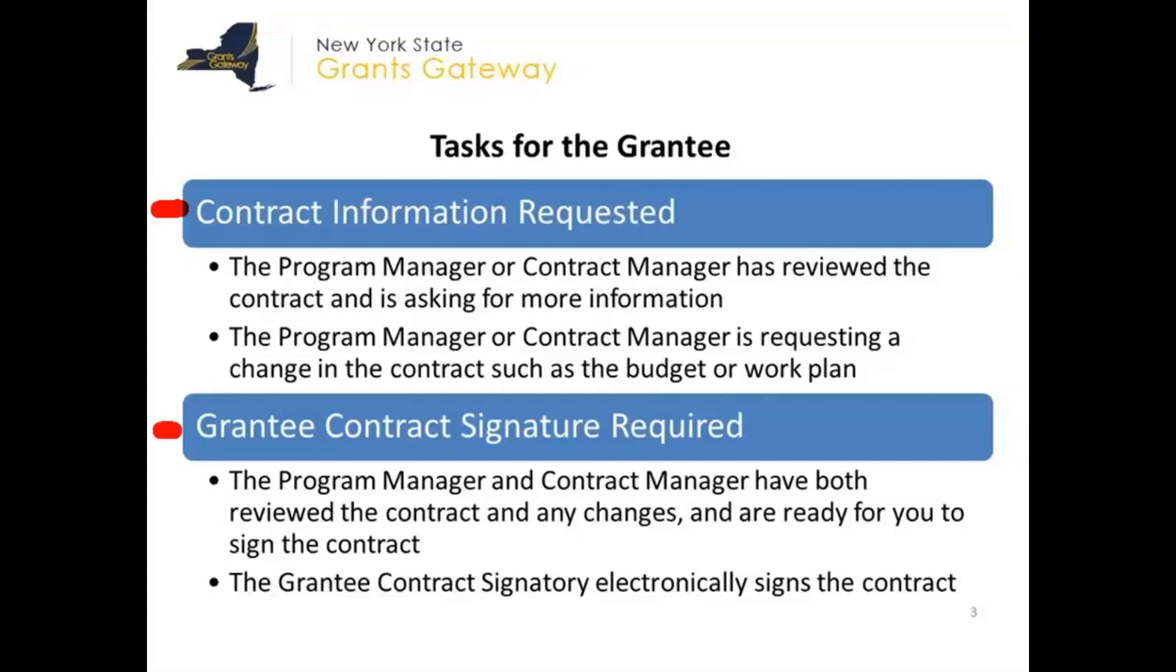As I said before, it goes through several signatures, but first of all is yours, your organization, and that's the status of grantee contract signature required. So in that case, everybody's done their reviews, they're happy with it, and everything is locked. So all the things that you've typed, all the budget information, and all the details are locked, and it's now time to sign it. So we'll look at both of those as we go through here today.